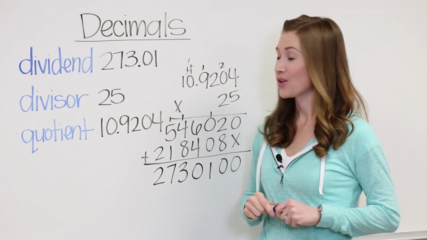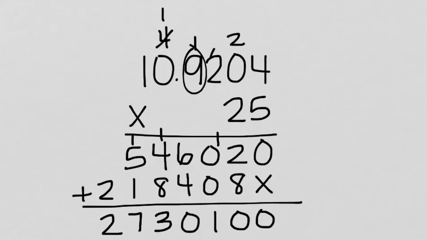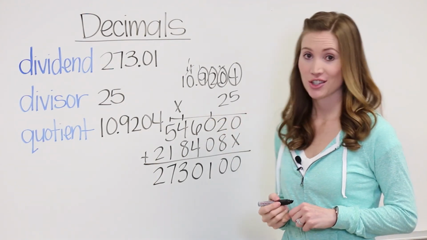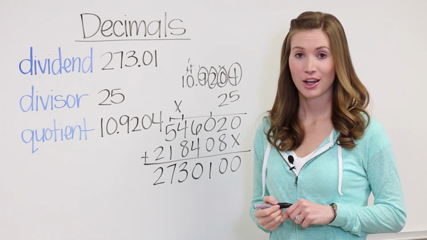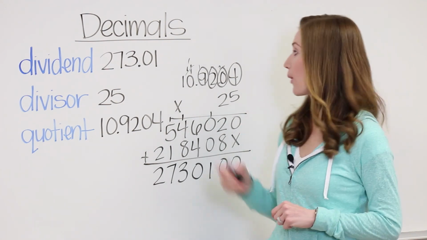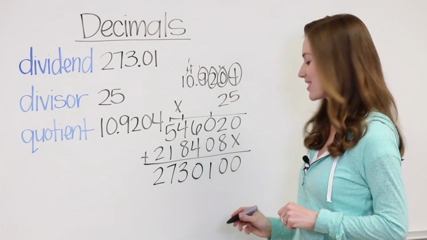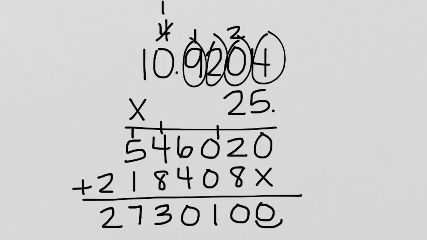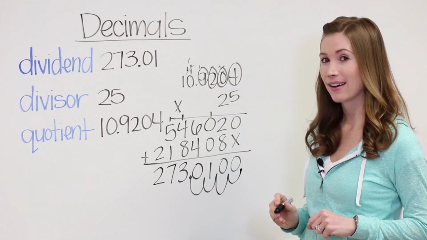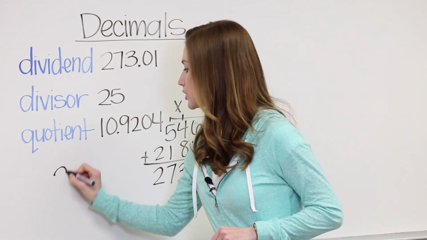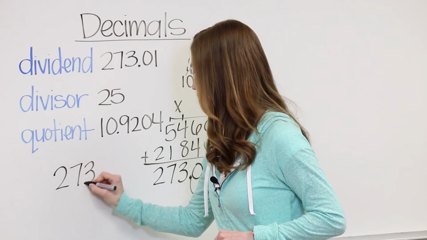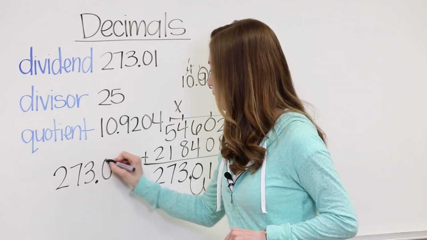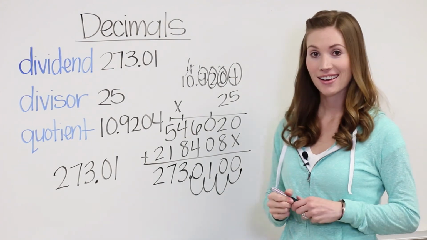Account for that decimal. We have 1, 2, 3, 4 digits to the right of our decimal, and no digits to the right of our decimal in our bottom number. So we're going to move our decimal point 4 places to the left. 1, 2, 3, 4. And let's rewrite our product. 273 and 100th. Great job.